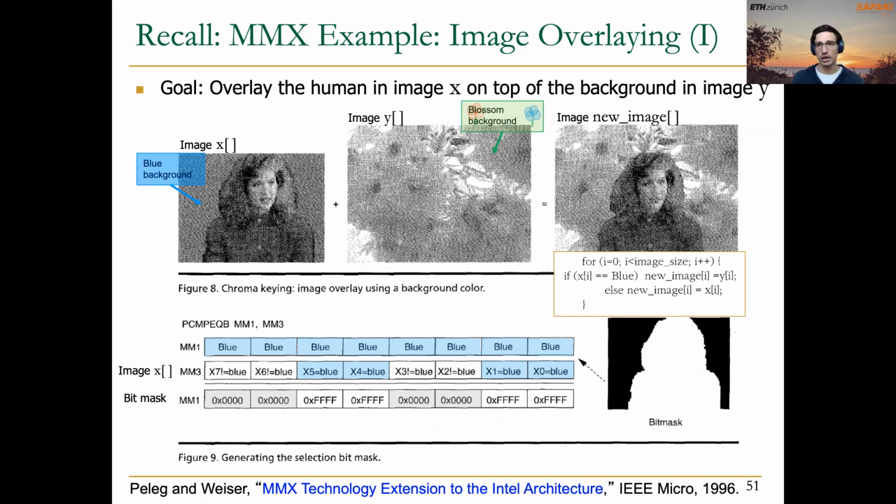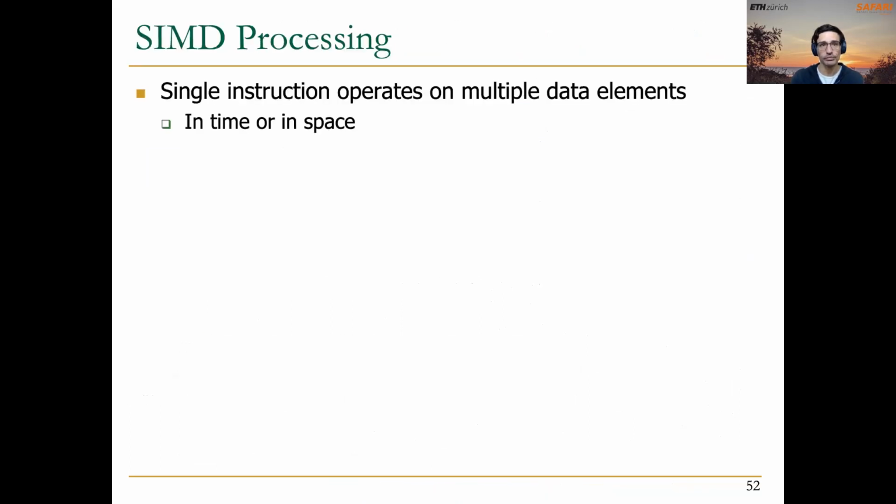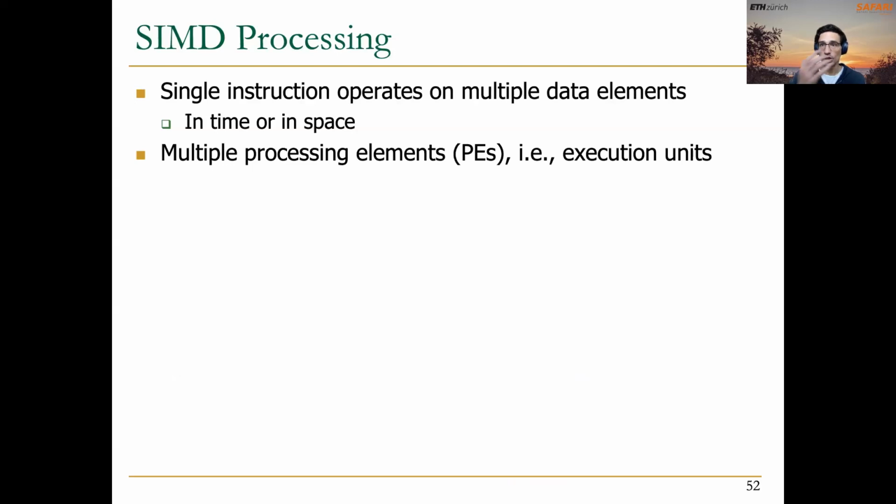The way we explain here by using these MMX extensions allows us to operate on multiple pixels at the same time, and this way be more efficient and essentially faster. SIMD processors, in summary, operate with a single instruction on multiple data elements at a time, or in the same space, because this is this duality that we have in time or space, as we are going to see in this slide and the next slide.